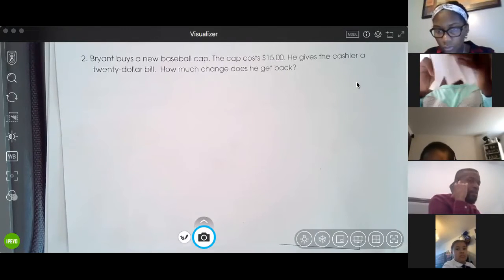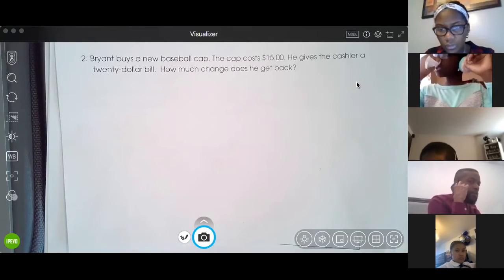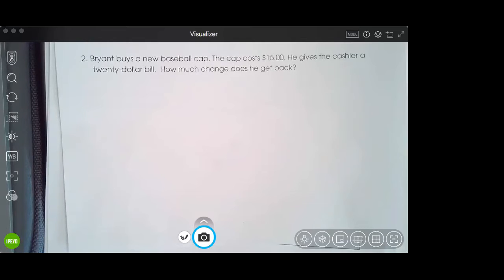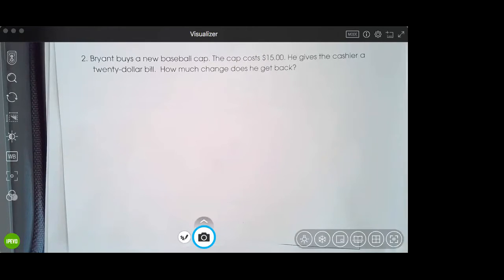Great, Sierra. So, Sierra, I have a question. Did he give the cashier more than he was supposed to or less than he was supposed to? He gave more. So if he gave more, he's going to get some change back. I'm looking for another scholar to tell me, what is your plan to solve? How are we going to find out how much change he should get back?